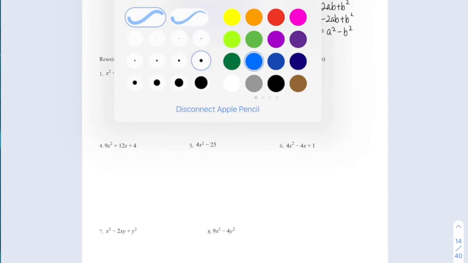Well, something that's really obvious about these patterns are the number of terms and also the signs. So I can see here that I have three terms that are separated by addition. So I know that the only possibility here is a plus b squared. Next, I'm going to look at the first term and the last term here, and I can notice that they're both perfect squares.